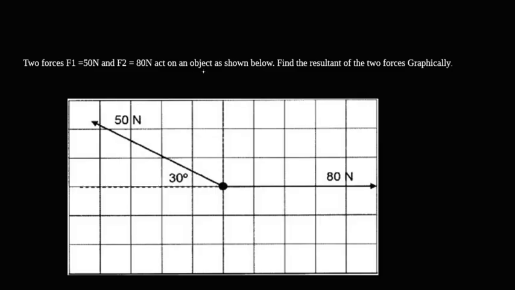Okay, so we have to look at this example. Two forces, F1 equals 50 newtons and F2 equals 80 newtons, act on the object as shown below. Find the resultant of the two forces graphically. Okay, so we have two forces. This is F1 and this is F2. Okay, so to solve this problem, we have to do what is called completing the parallelogram.